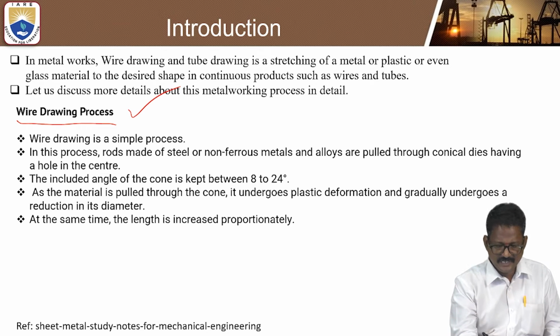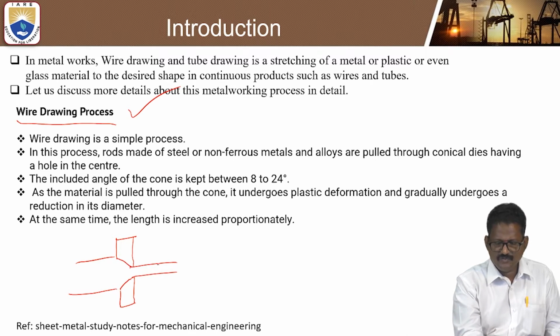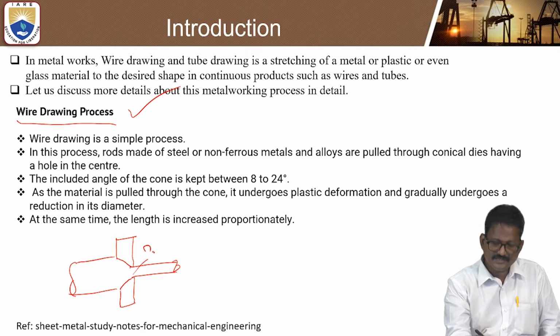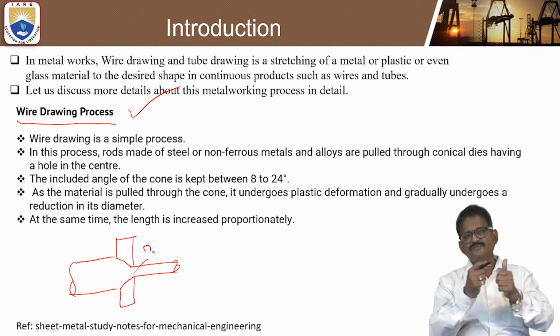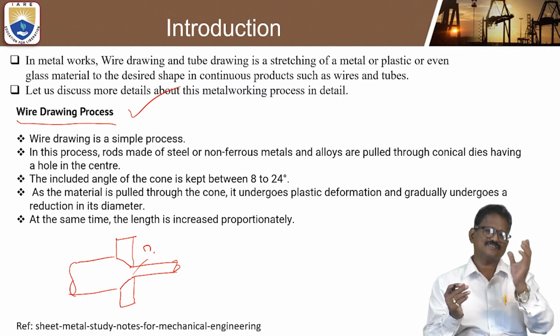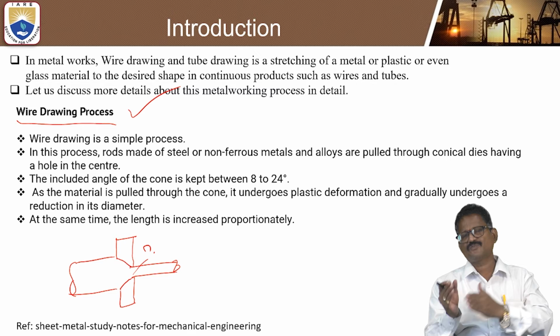The die is very important. Here the material is pulled through a small opening called a die. Based on the size of this opening, the amount by which the diameter is reduced is decided, changing the cross section from a large cross section into a small one.